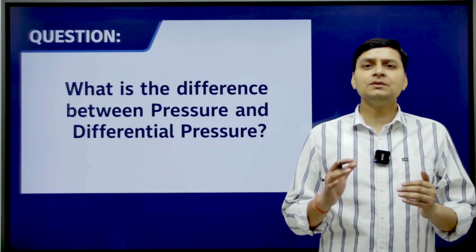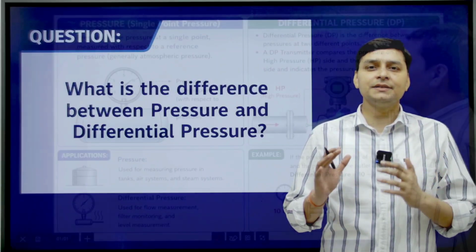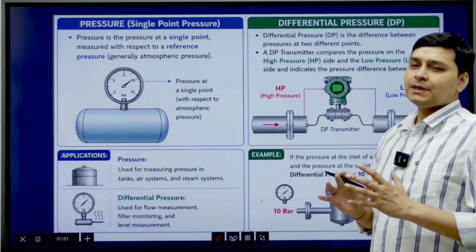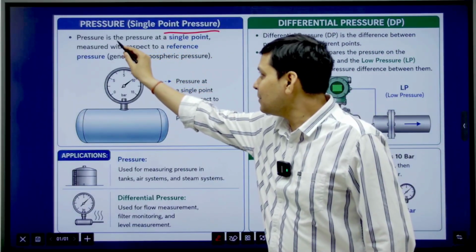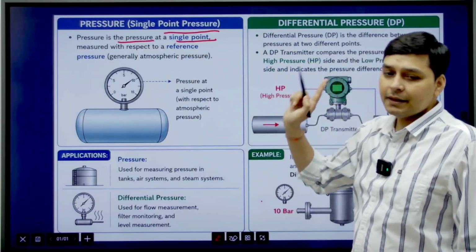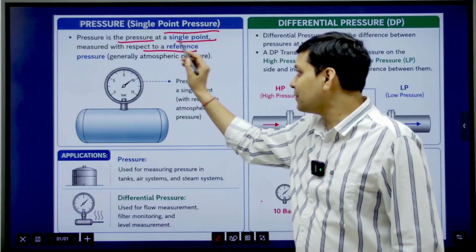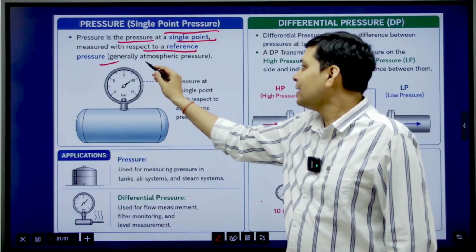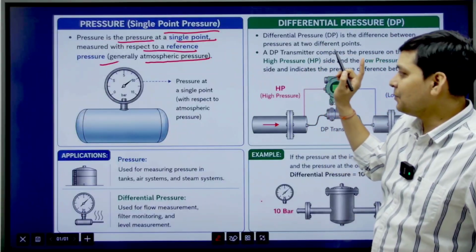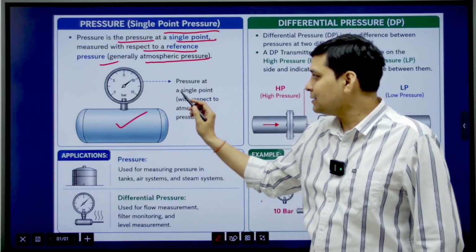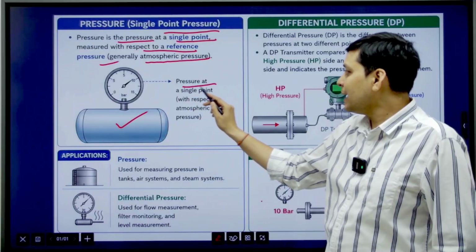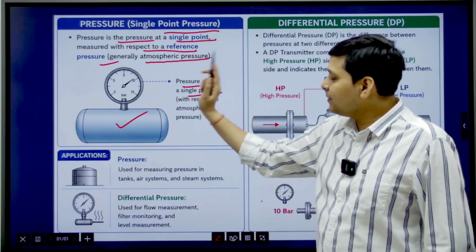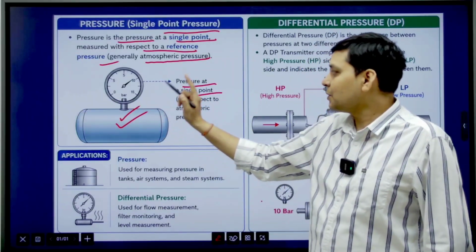Our first question is, what is the difference between pressure and differential pressure? Pressure is the pressure at a single point, and it is measured with respect to a reference pressure, generally the atmospheric pressure. Suppose a pressure gauge is installed in a pipeline; it will indicate the pressure at a single point and represent the pressure of this process.